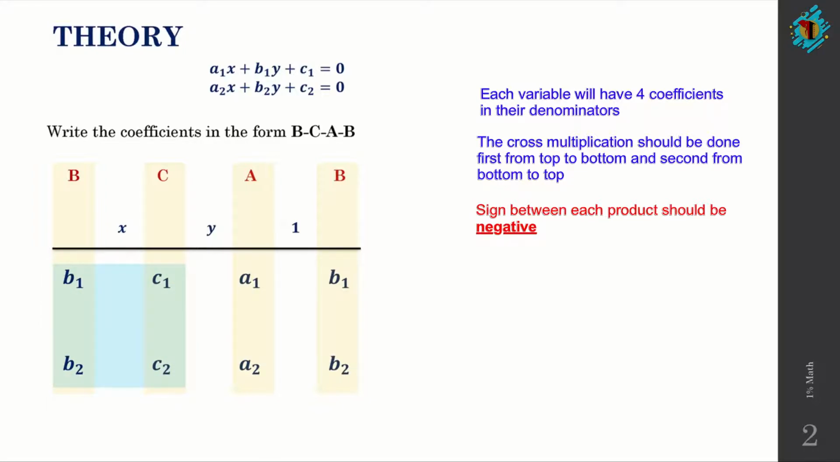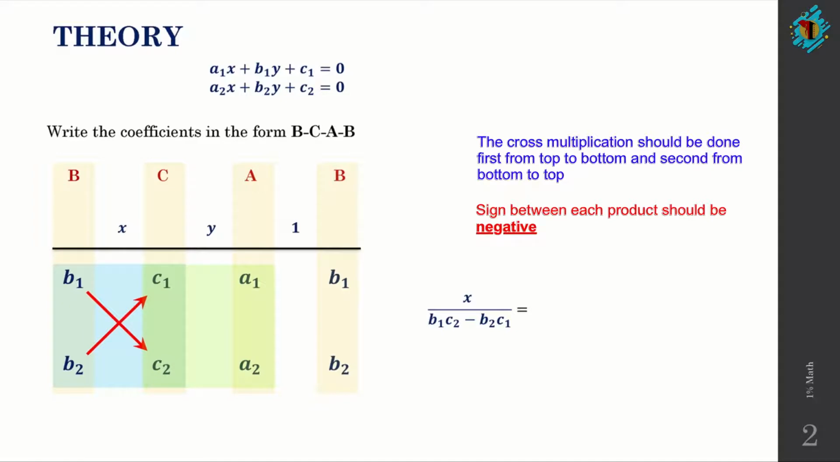Now we are going to multiply. It is called cross multiplication, that is b1 into c2 and b2 into c1. So this becomes x by b1 c2 minus b2 c1. Then it is equal to the next cross multiplication, the denominator of y, that is c1, c2, a1, a2. Here also we follow the same multiplication, that is c1 into a2 and c2 into a1. We subtract these products again, that is y by c1 a2 minus c2 a1.